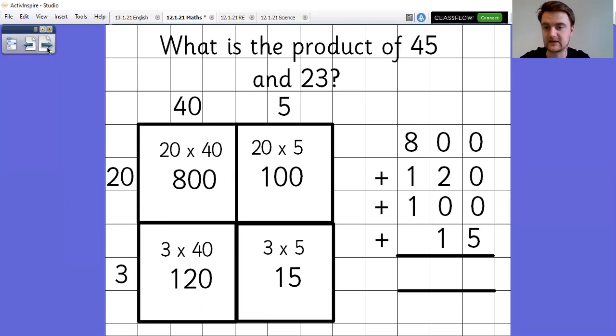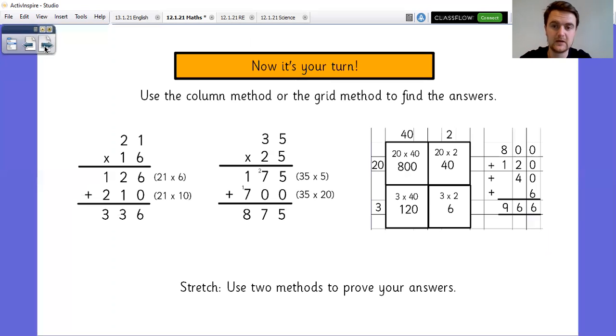Got to add them all together. 0 plus 0 plus 0 plus 5 is 5, 0 plus 2 plus 0 plus 1 is 3, 8 plus 1 plus 1 is 10, so that gives me 1035 again, which is the same answer. So I've used that to double check.